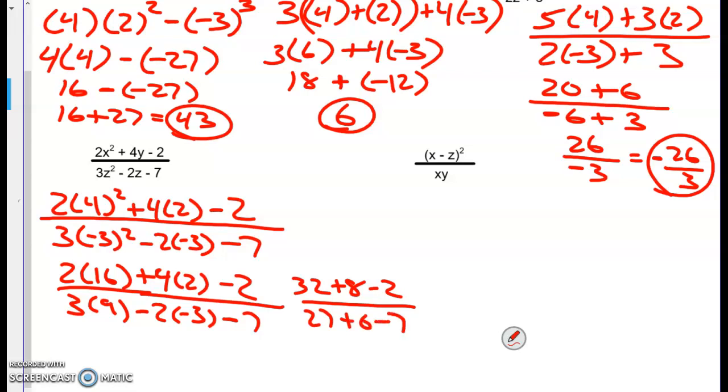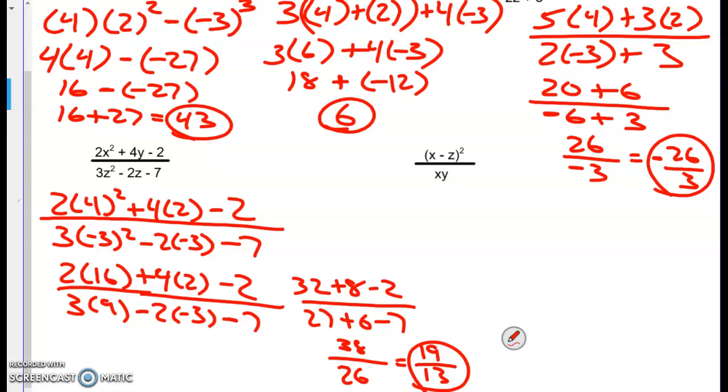And then I'm going to clean this up. 32 plus 8 is 40 minus 2 is 38. Over 27 plus 6 is 33. 33 minus 7 is a 26. And once again, I'm a big fan of reducing. 19 over 13 ends up being our answer.